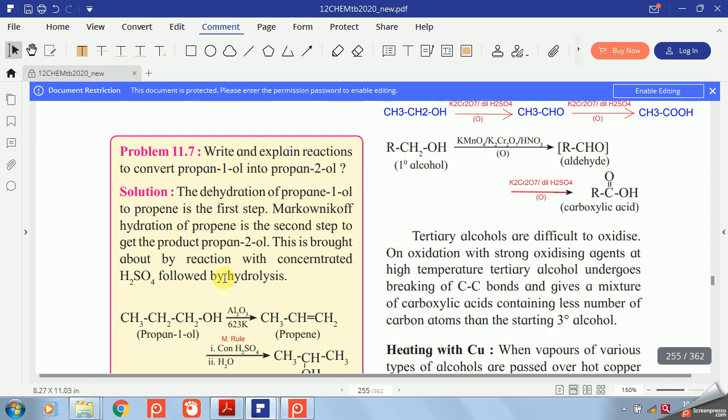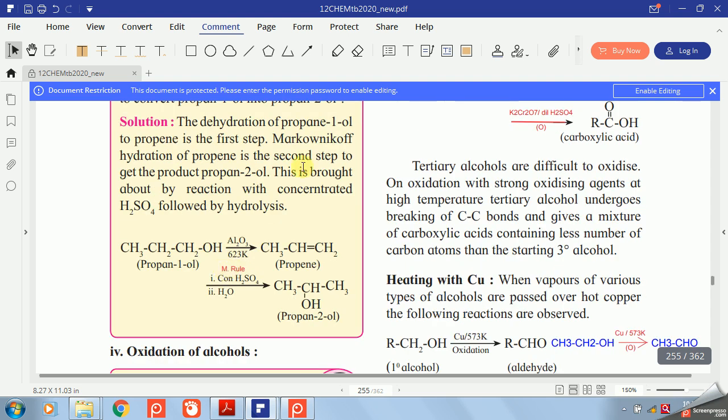So in 11th standard and in the previous reaction, we used concentrated H2SO4 as a dehydrating agent. Here Al2O3, that means alumina, is used. When the alcohol is primary, the temperature is 623 K; if it is a secondary alcohol then 523 K; and if it is a tertiary alcohol then you have to use 423 K as the temperature. So for propan-1-ol, the temperature is 623 K.